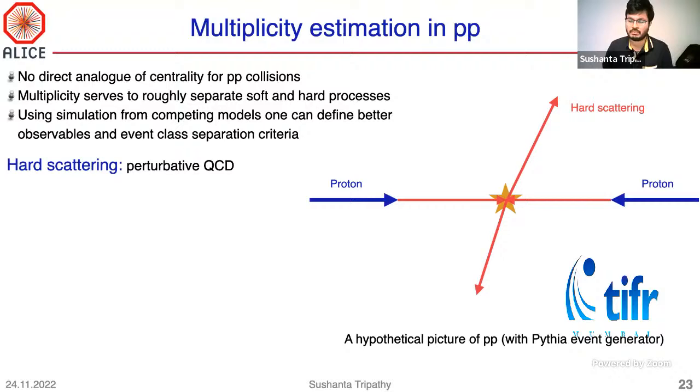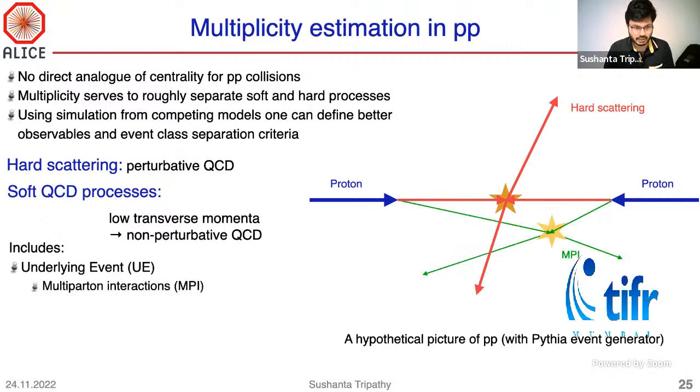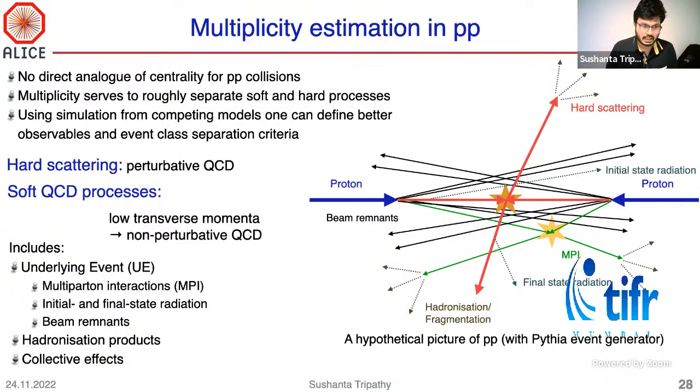One pp collision would have a primary hard scattering, which is governed by perturbative QCD, and then several soft QCD processes, which involve low momentum transfer and are mostly governed by non-perturbative QCD, and they include the underlying event. The underlying event consists of multi-parton interactions, the initial and final state radiation, and then the beam remnants. Combining this, we have the underlying event, and then finally we have the hadronization products at the end, and one studies the collective effects and several observables after the hadronization.